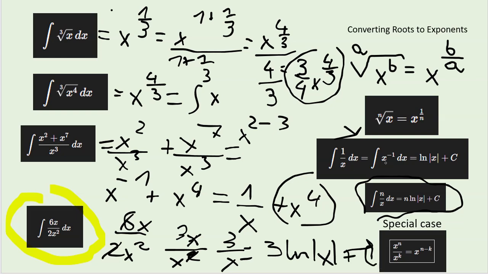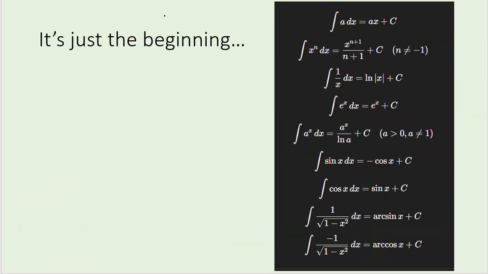So if you have 1 over x or x to the negative 1, you will receive this solution. And also if you have any number over x, like here, you will also have this solution. You will have to write 3 before the natural logarithm. This is important information. Finally, I just want to tell you, this is just the beginning.